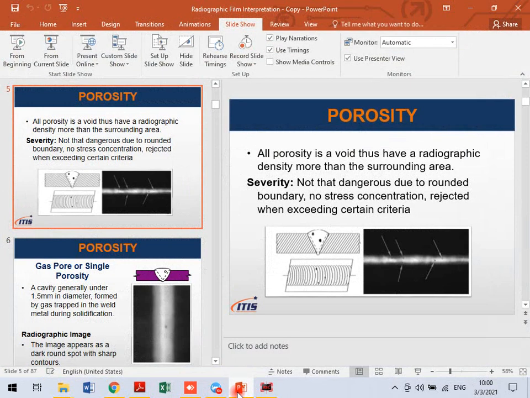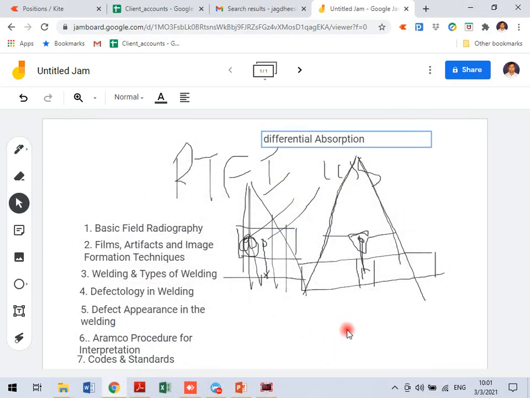You saw here, no? This is black. This is white. This is black. What is this black and white? What is it called in radiography? Tell me clearly. Density. What is density? Correct. Density is correct. What you said is correct. What is density?